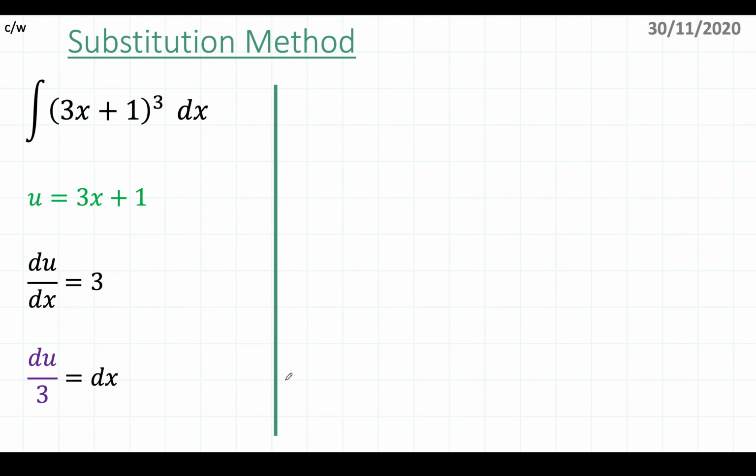Another way to write this would be, for example, 1 over 3 du equals dx. Maybe this notation is much better for you to use, because this is 1 over 3. So just keep this in mind.